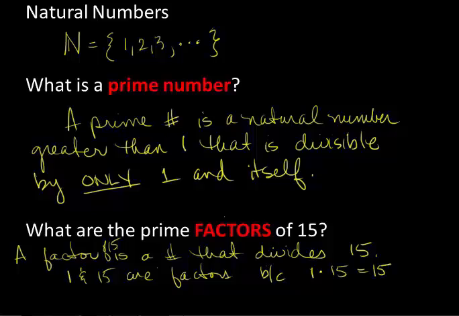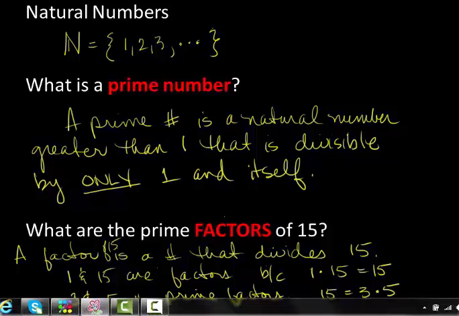They each divide 15, but they're not prime factors. The numbers that are prime factors are, of course, and I know you know this, 3 and 5, because they are prime numbers and they divide 15. In fact, 15 is equal to 3 times 5, so we could say that 3 times 5 is the prime factorization of the number 15.